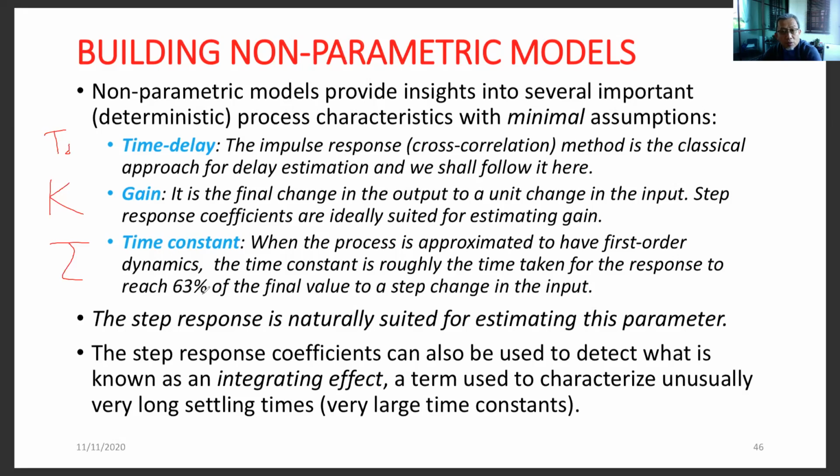So the step response is naturally suited for estimating these parameters, okay, which can detect integrating effect, and can detect a settling time for a very large time constant.